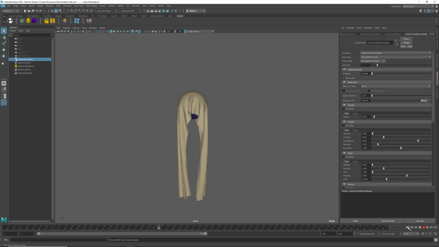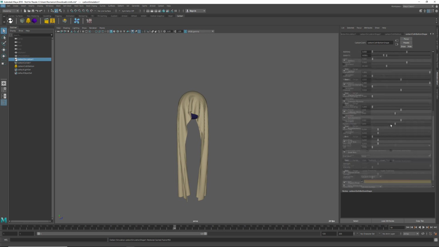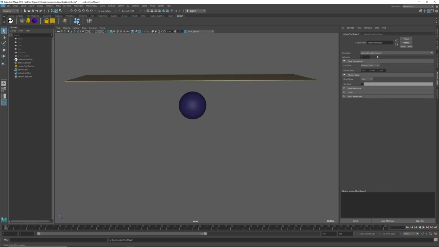And the reason we are seeing that is because we are getting no interaction here between the still air and the cloth. Even though we have some aerodynamic parameters set for the cloth, they are not having any effect because we don't have a flow node in our scene. To add a flow node, we need to go up to the carbon shelf and click on the flow node.